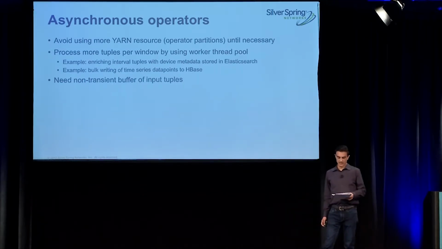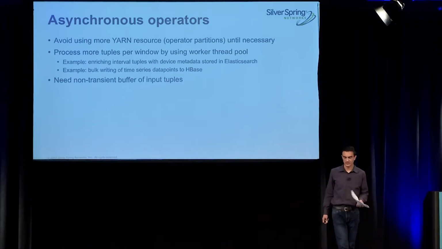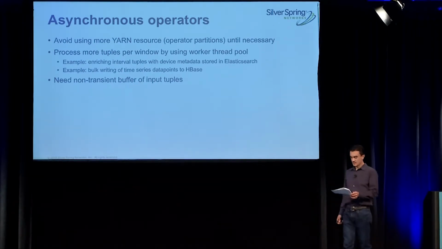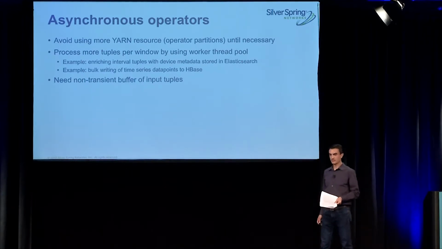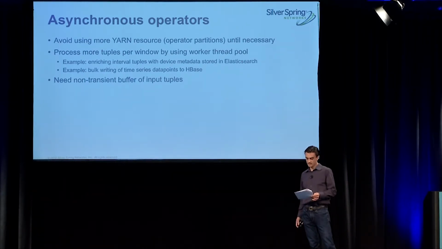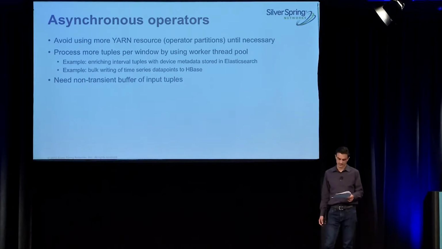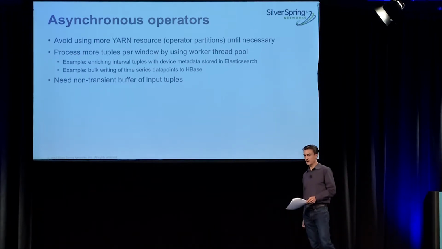One example where this makes sense to use and works well is when network costs are associated with the processing. Then having multiple clients, each on its own thread, transacting across the network can have a substantial performance improvement, and this happens before you need to partition the operator. So we use this design for retrieving documents from Elasticsearch to enrich our tuples, as well as for doing bulk writing of time series data points to HBase.